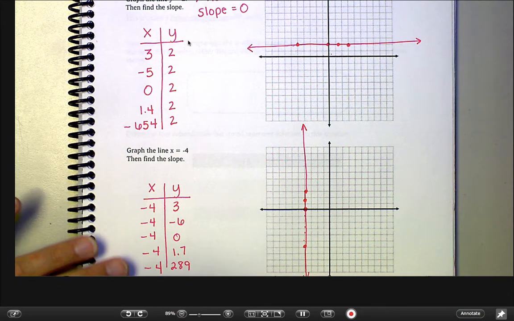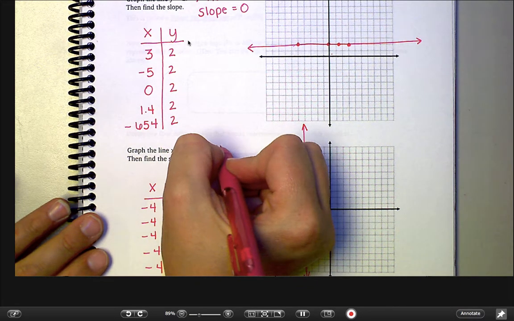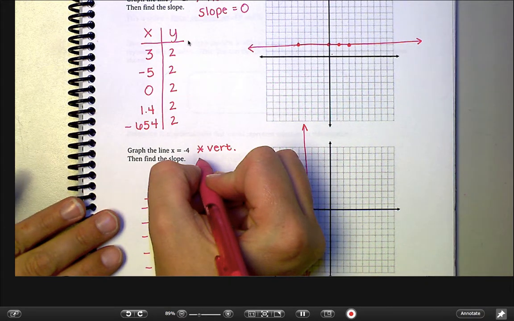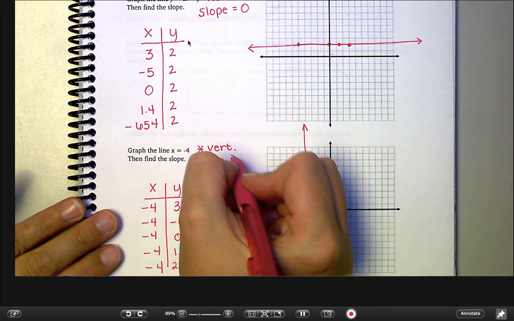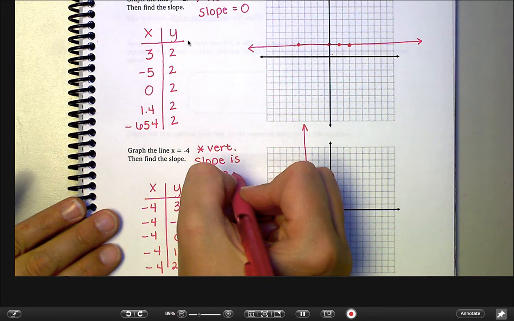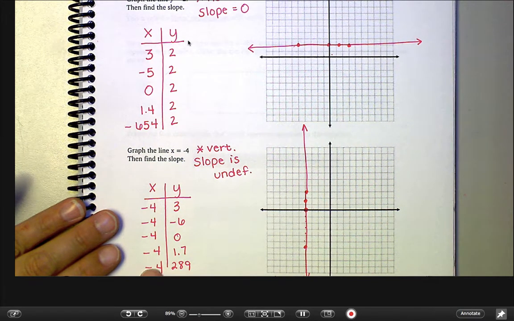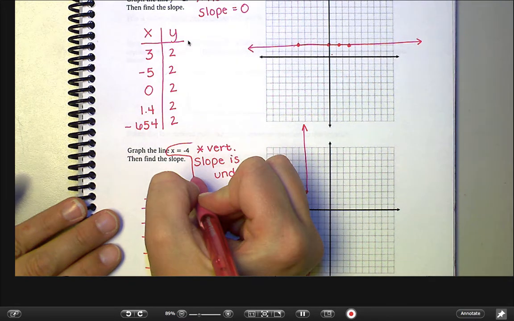So anytime you have an x equals equation, that's going to be a vertical line. And the slope of this one's a little bit weird. This slope is what we call undefined. And again, mathematically, if you were to calculate the slope using these coordinates, you would see why it's undefined. But I think we'll save that for an exploration in class.